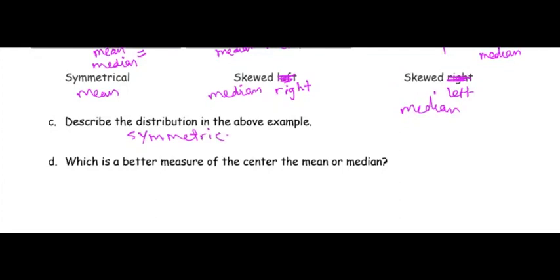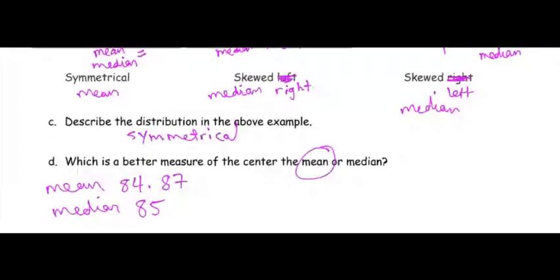So last time we found out that the mean of this distribution is 84.87, and the median is 85. And as you can see, the mean and the median are very close to each other, which verifies that this distribution is symmetrical, and the mean is going to be a better representation of the center in this case.